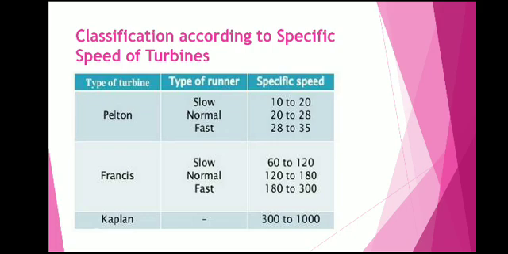Here the specific speed is noted for Pelton. So for Pelton, if the number of runners is slow, the specific speed is 10 to 20, normal is 10 to 28, and fast is 28 to 35. Similarly, for the Francis turbine, we have the numbers, and the specific speed of the Kaplan turbine is 300 to 1000.